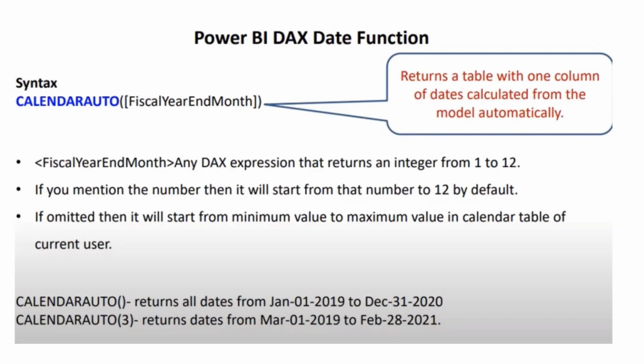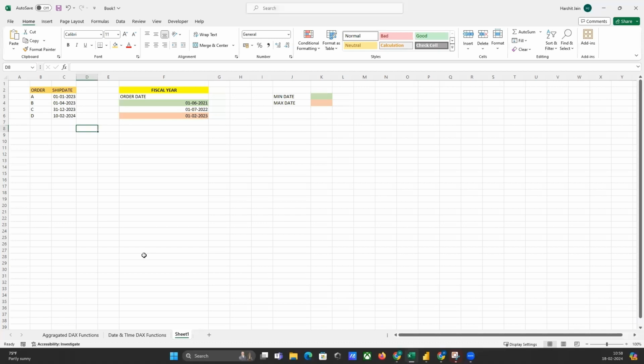Now, in this fiscal year end month argument, you can enter any value like 1 to 12. Now if you mention the number, it will start from that number to 12 by default. Now if omitted, it will start from the minimum value to the maximum value in the calendar table for the current user. Let us understand this with the help of an example.